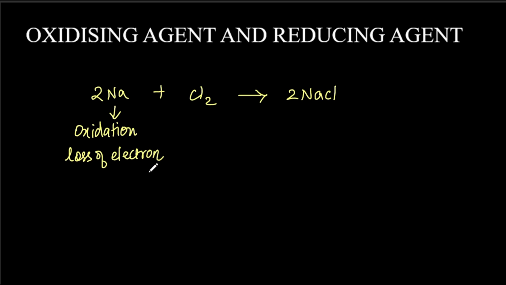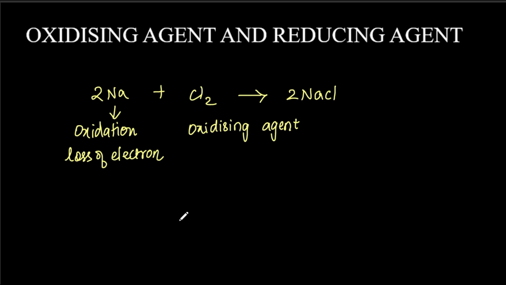Now, the lost electron is gained by whom? It is gained by chlorine. So chlorine is helping for the loss of electron. So chlorine is acting as an agent in this case. So chlorine is called the oxidizing agent. Chlorine is helping for the loss of electron, so the name for that agent is oxidizing agent.